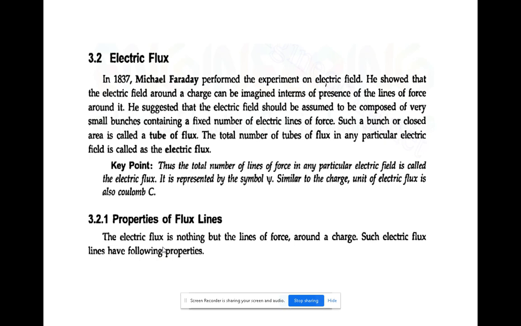The total number of lines present in that particular electric field area is said to be electric flux. That symbol is represented by psi. The unit of electric flux is the coulomb. Now we are going to see the flux line properties.